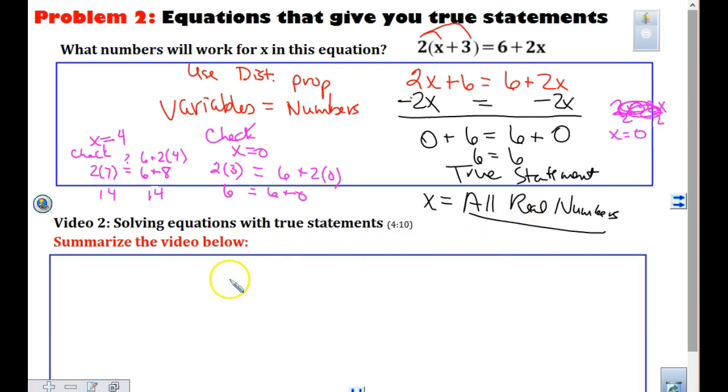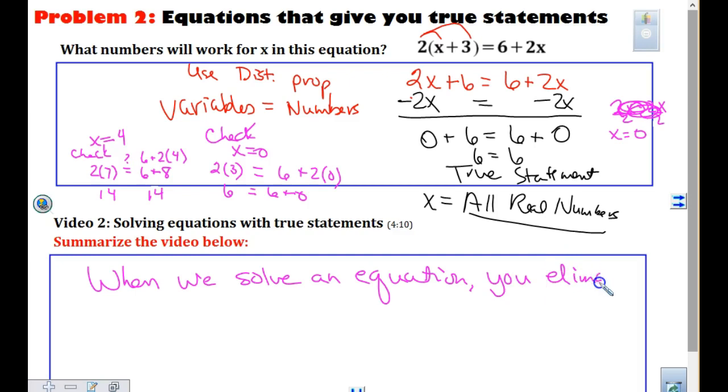So the key thing I want you to keep in mind is, again, when we are looking at this, we're going to put down our key information for this next part. What can we summarize? When we solve an equation, and you eliminate the variables, so in both cases, today we are eliminating the variable first. Get all your variables on one side. You eliminate the variable, and you get a true statement this time.